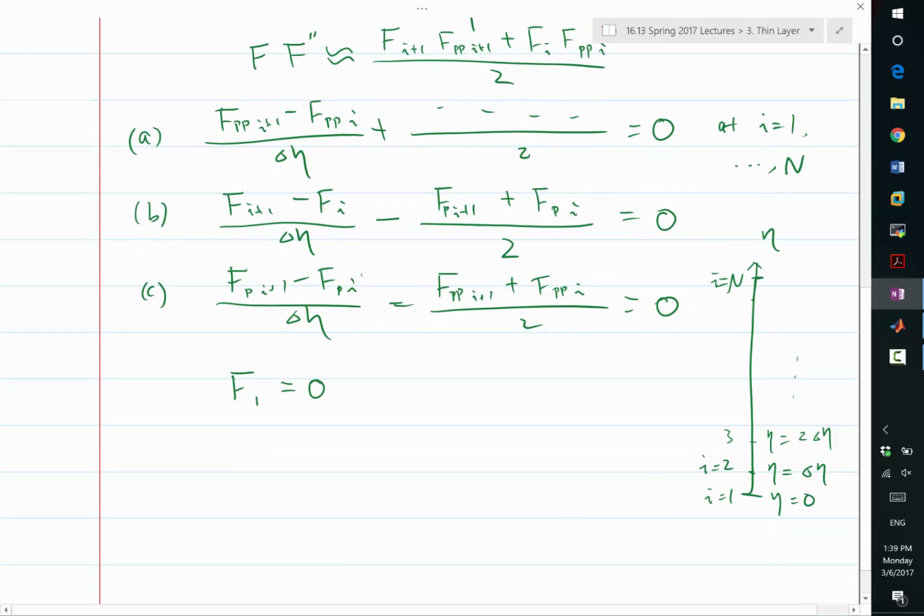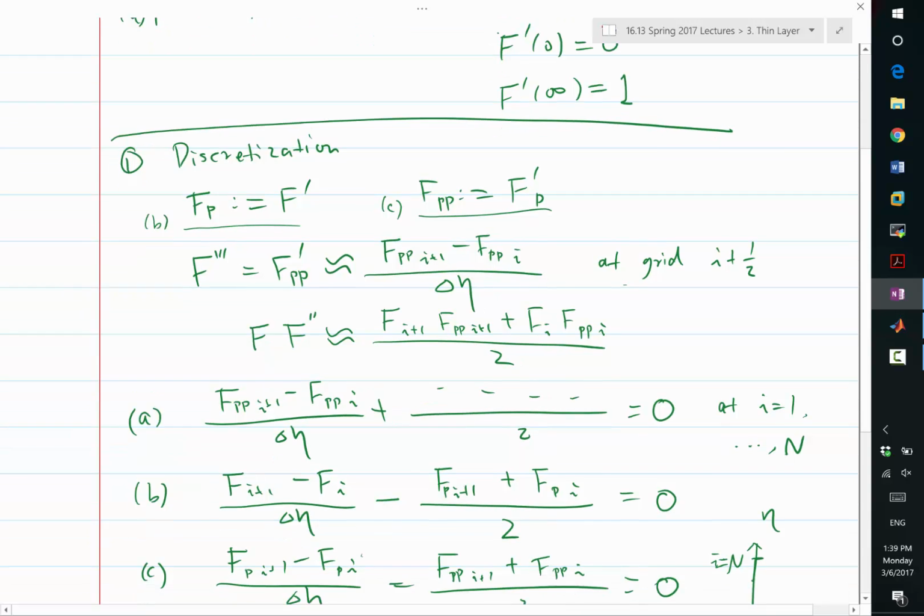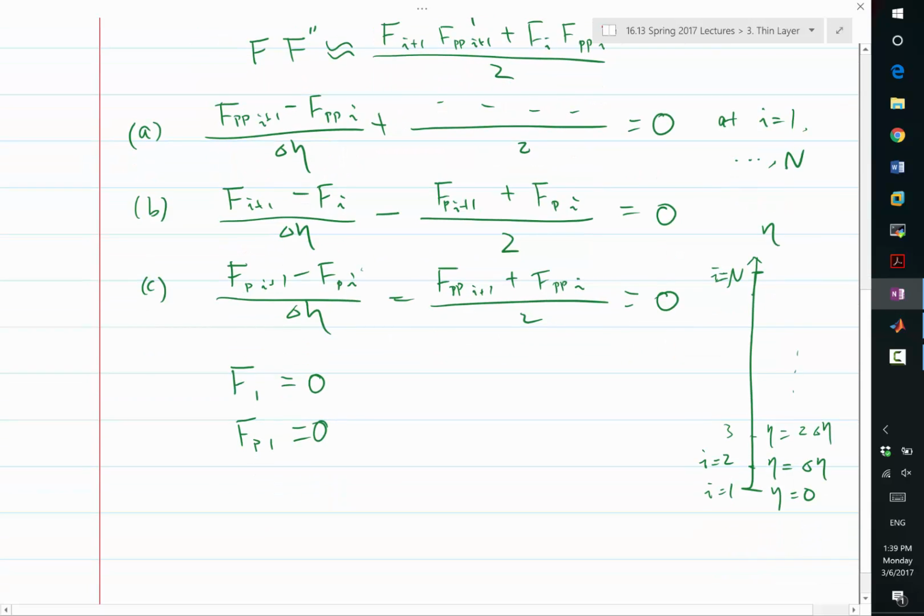So f1 equal to 0, and fp1 is equal to also 0, right? How about f prime at infinity equal to 1? Well, this is actually I equal to n plus 1, because we have n plus 1 values. So how about fp at infinity equal to 1? fp at n plus 1 minus 1 is equal to 0.